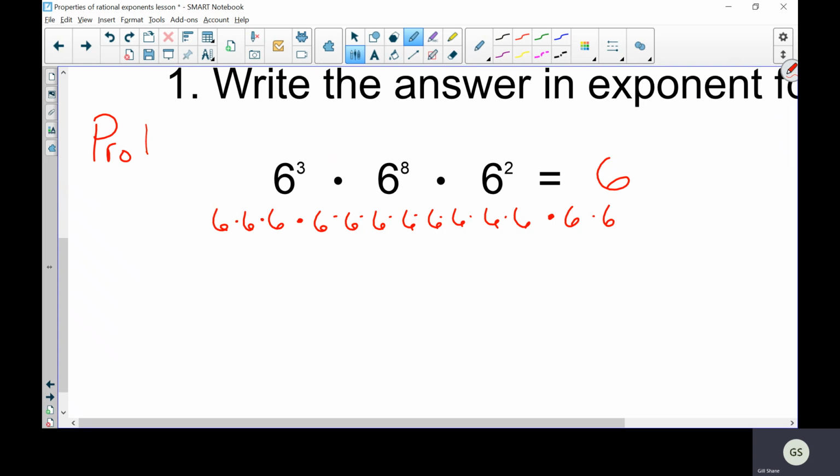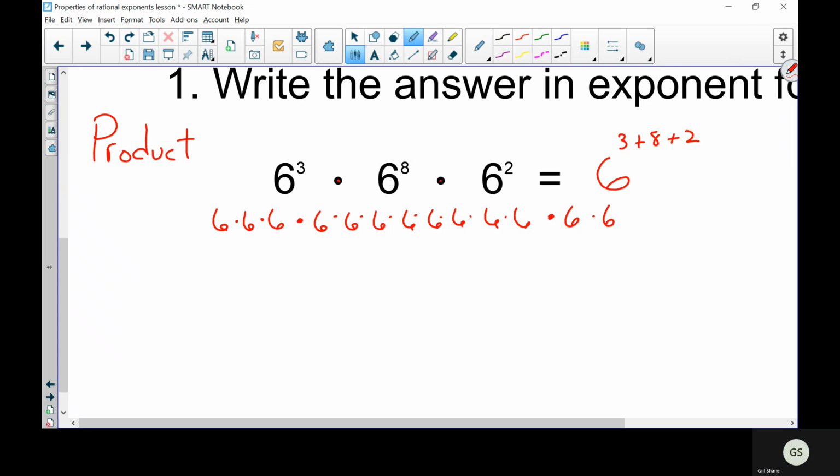So there were 2 things for this rule to apply. Same base, and we need to be multiplying the numbers together. So we have multiplication there, multiplication there. That's why it's called the product rule, because we're multiplying numbers together. When that happens, the rule says we just add the exponents.